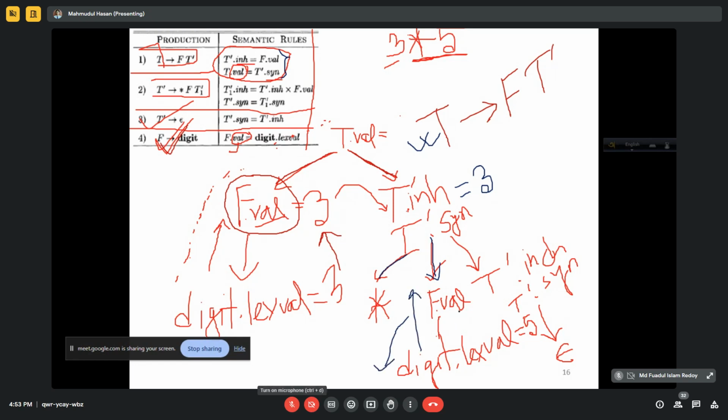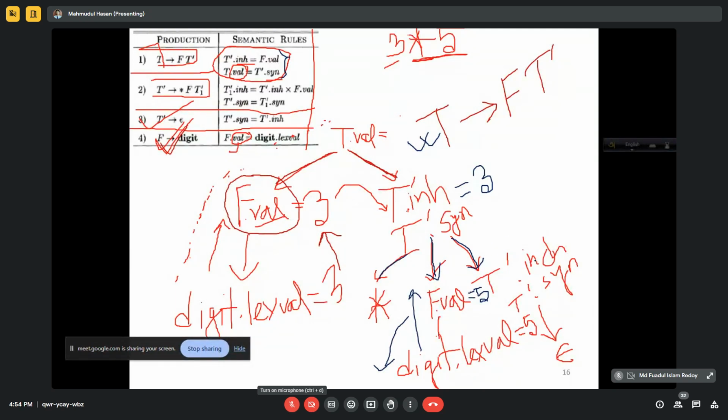And which production rule do you need to follow now? That is actually F to digit, in the same way as before. Digit dot lex value goes to F value, that is actually 5. So now this one is done. Now go here.